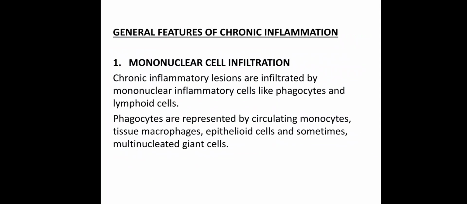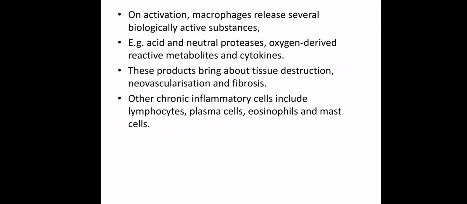Now coming to the general features of the chronic inflammation, first is the mononuclear cell infiltration. Chronic inflammatory lesions are infiltrated by mononuclear inflammatory cells like phagocytes and lymphoid cells. Phagocytes are represented by circulating monocytes, tissue macrophages, epithelial cells and sometimes multinucleated giant cells. On activation, the macrophages release several biologically active substances like acid and neutral proteases, oxygen-derived reactive metabolites and cytokines. These products bring about tissue destruction, neovascularization and fibrosis. Other chronic inflammatory cells include lymphocytes, plasma cells, eosinophils and mast cells.